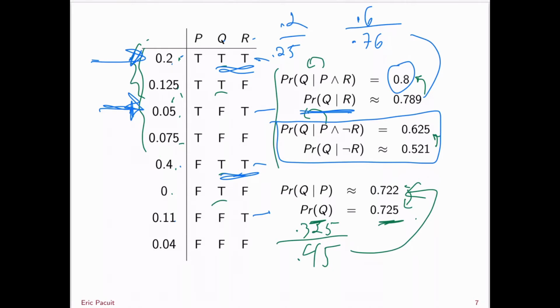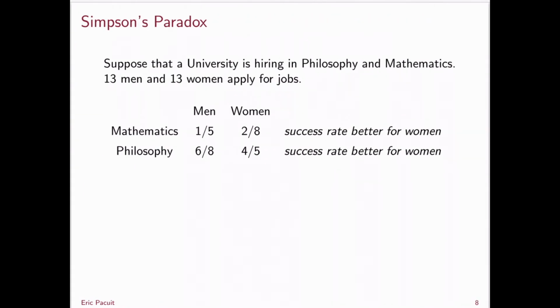So the failure of the sure thing principle for positive relevance is actually known as Simpson's paradox. Now, what is Simpson's paradox? Simpson's paradox is this somewhat counterintuitive paradox that you find in statistics. To illustrate, suppose that the university is hiring some people in both the philosophy department and the mathematics department.